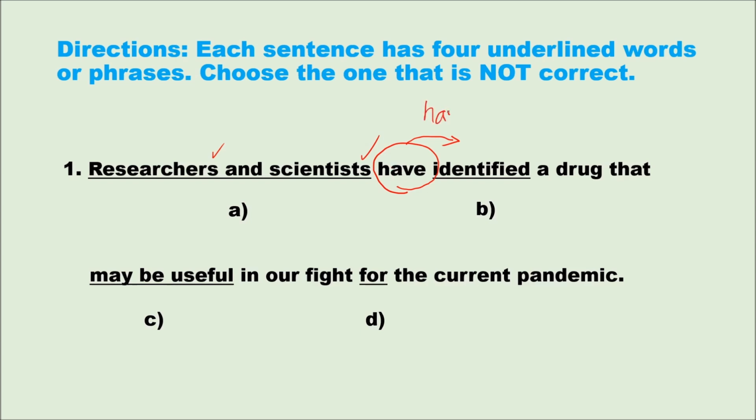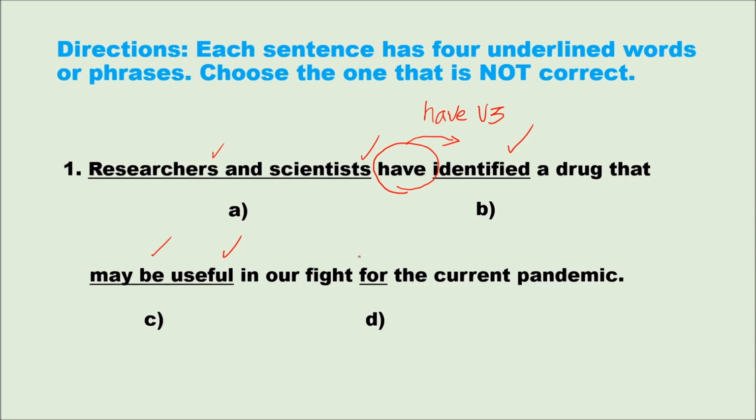Have will go with verb 3, or the past participle of the verb, to make it present perfect. Identify is verb 1, or the present tense form. Identified is both past and past participle, so that checks out. Next, let's look at C. May be useful. Does that seem all right for you? Yes, it seems alright. How can we tell it's okay? I can see verb be there, and the word that comes after it should be an adjective. Is useful an adjective? Yes, right, because the suffix is ful.